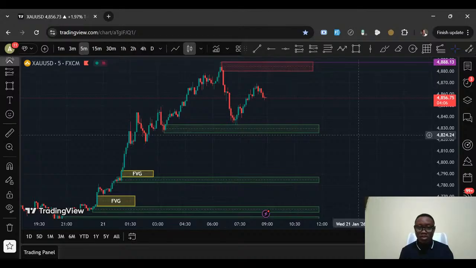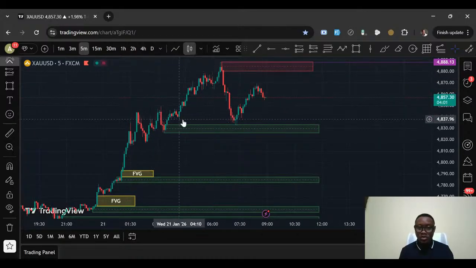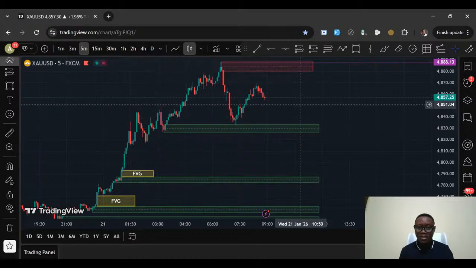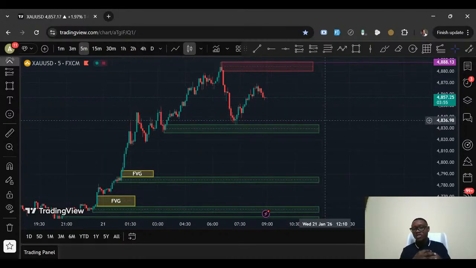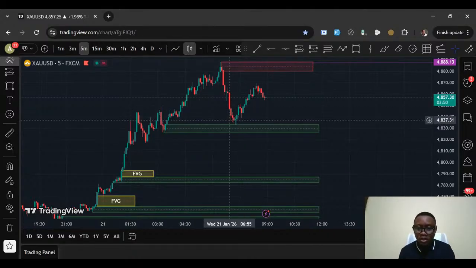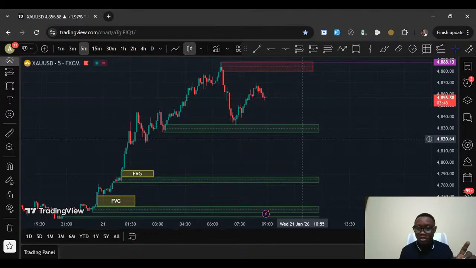And aside from that, I told you about the inducement, right? It was an inducement zone, which price came and took available liquidity. And that also gave me stronger confirmation to take the trade. So that is the second confirmation entry, the rejection.